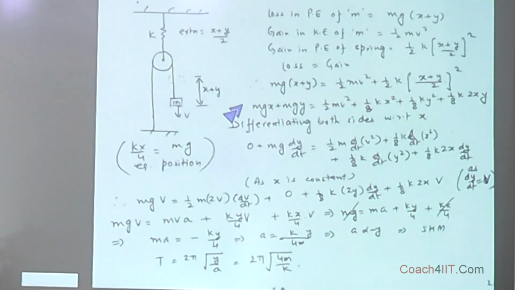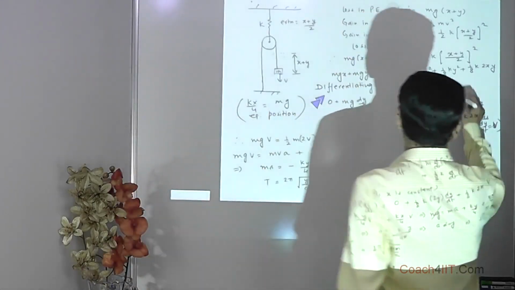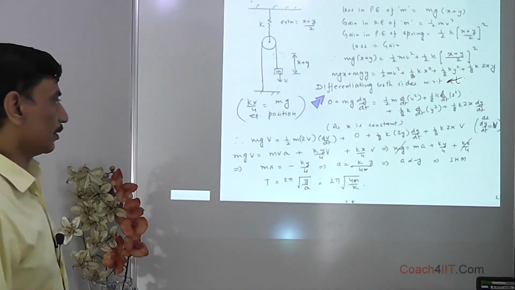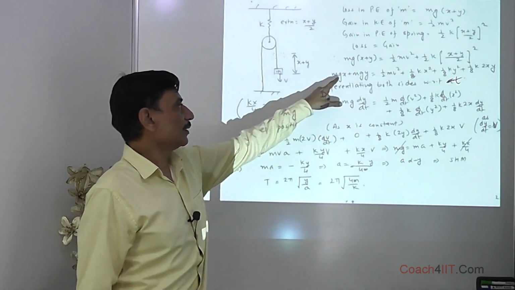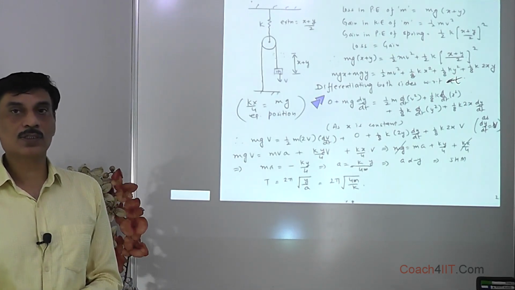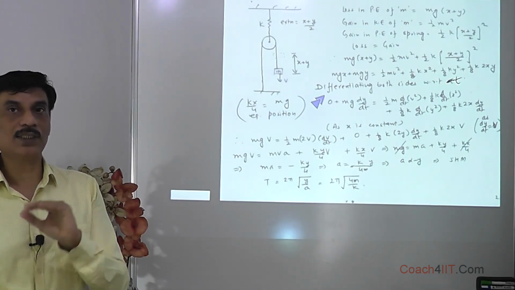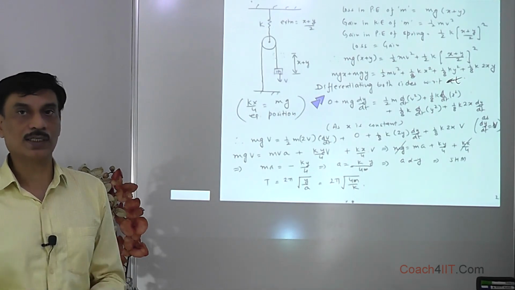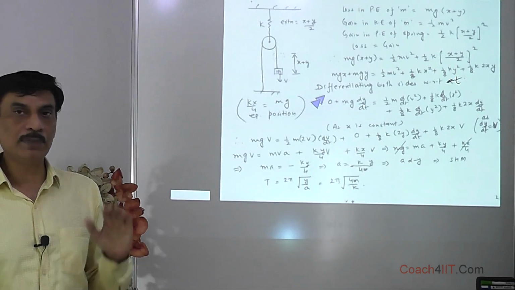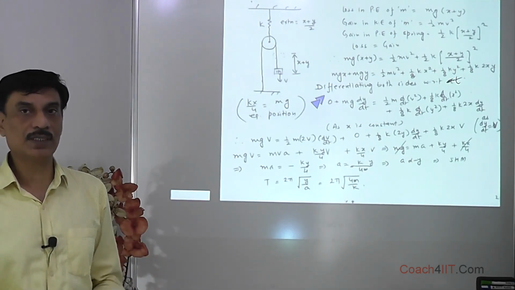In the next step we have just opened the brackets, and now we differentiate both sides with respect to t. Here, one thing to note is that this x is constant. This x is not variable. x is the distance when the body has gone down and achieved the equilibrium position. So this x is constant, whereas y is variable. y lies somewhere between the mean position and the extreme position. This is any arbitrary distance.